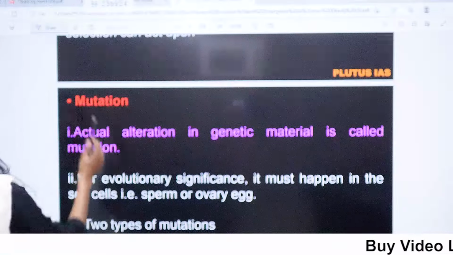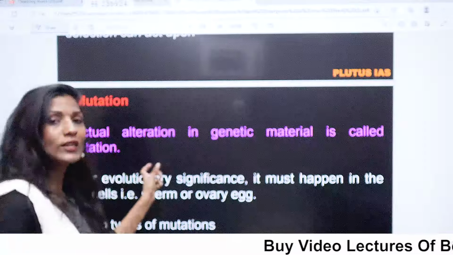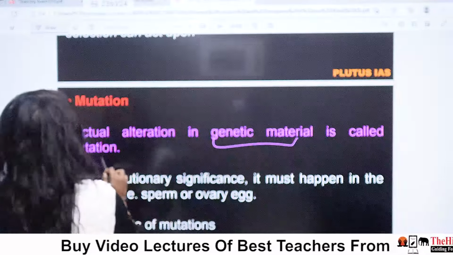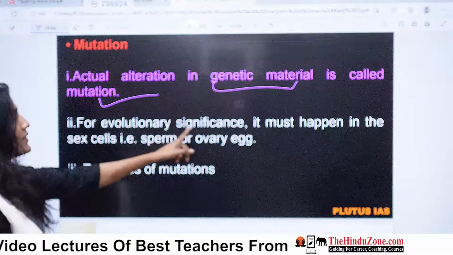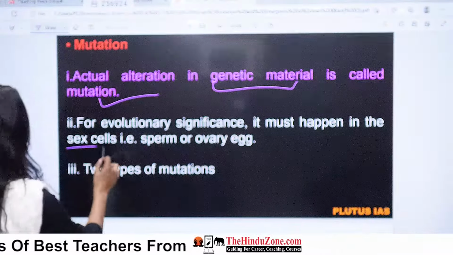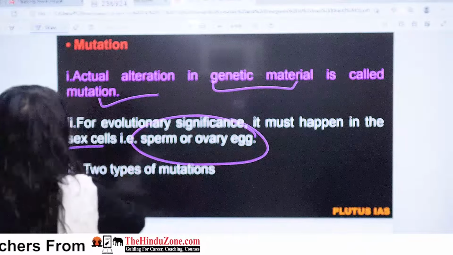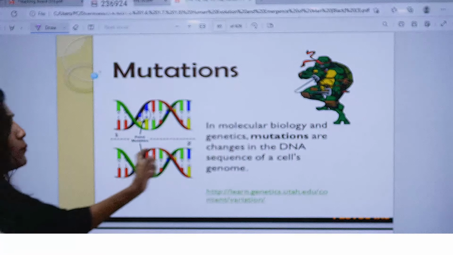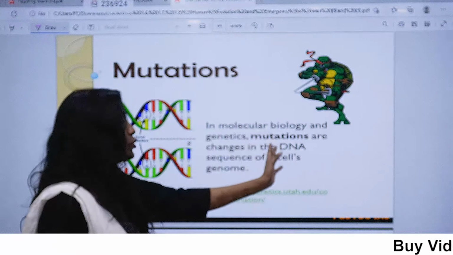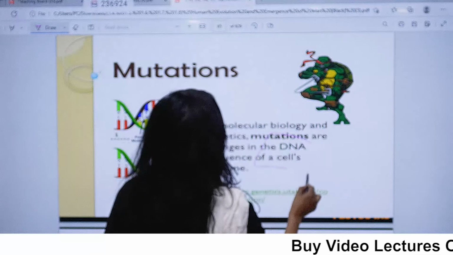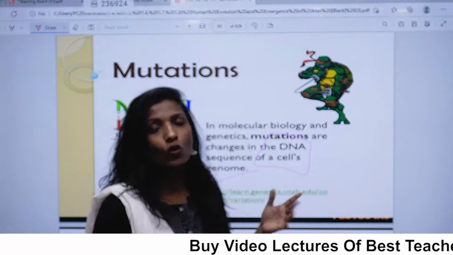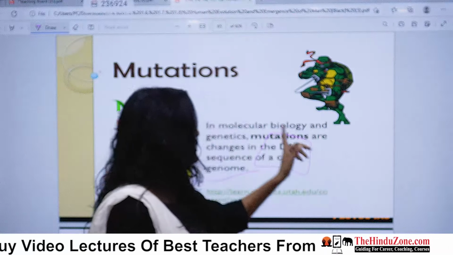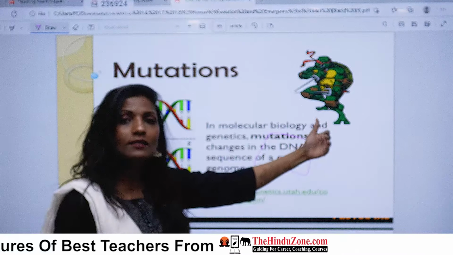Then what are mutations? It is like an alteration, a change. A change in genetic material is called mutation. For evolutionary significance, it must happen in sex cells, that is sperm or egg. We have two types of mutations. In molecular biology, mutations are changes in the DNA sequence of a cell's genome. So just simply remember what mutation is: our DNA sequence is now changed.